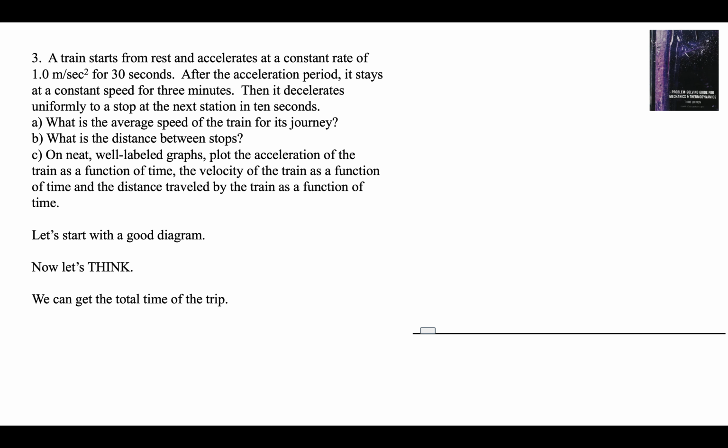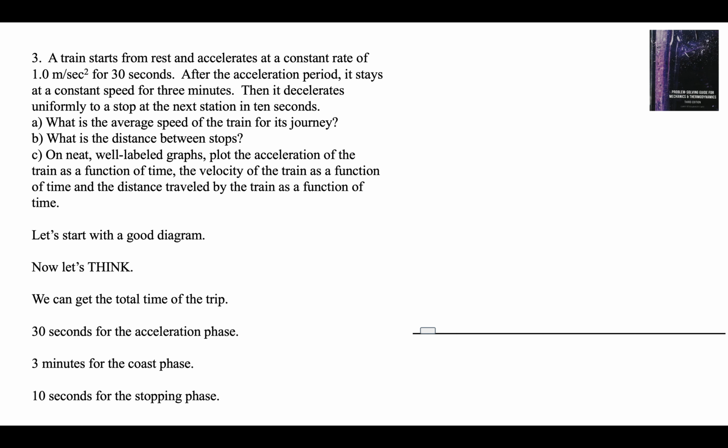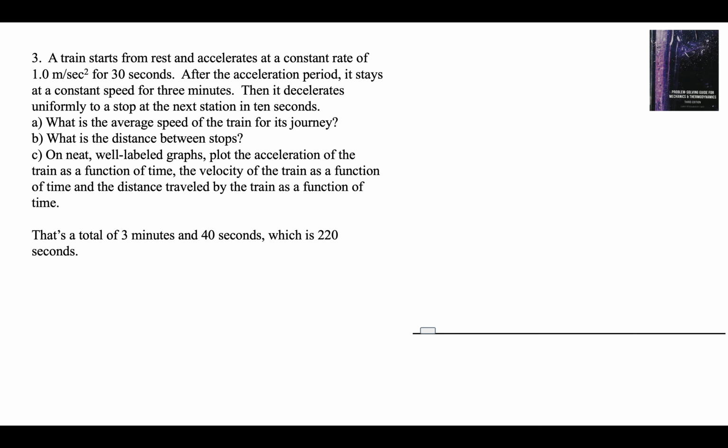The total time for the trip is actually given. The acceleration, it says, is 30 seconds. The coast is 3 minutes. The deceleration, the stopping, is 10 seconds. So we can add those up. 3 minutes, 40 seconds, 220 seconds. Total time between stops for the train.